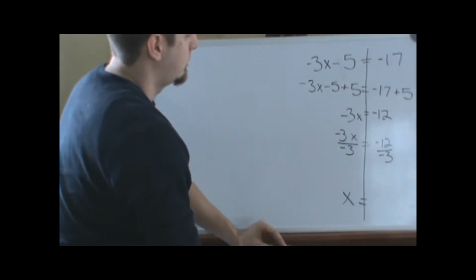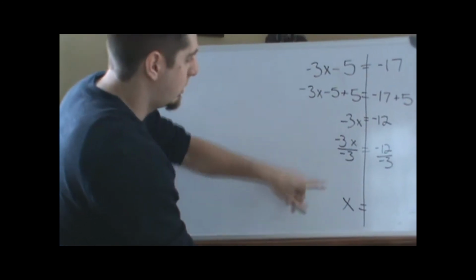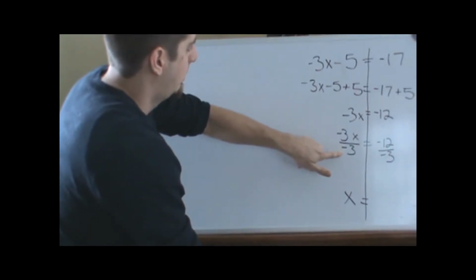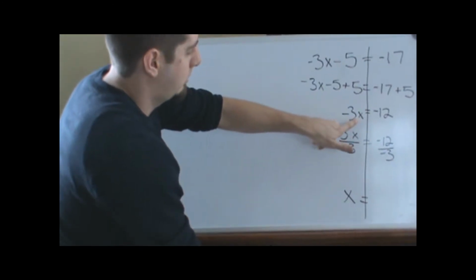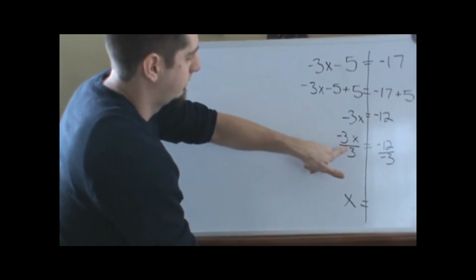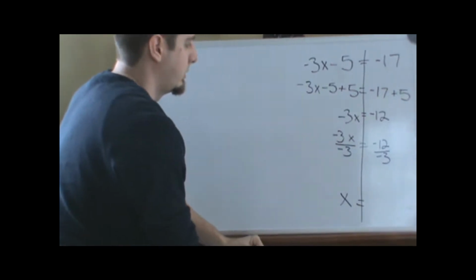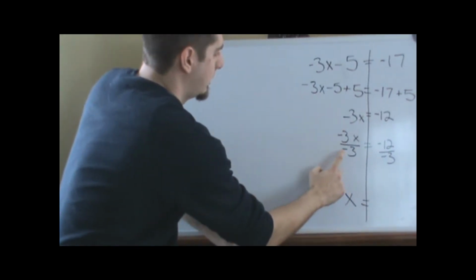Okay, to get rid of something, you do the opposite operation. You don't need to do the opposite sign. We were multiplying to begin with, now we're dividing. So those are opposite operations. The sign of the number should stay the same.